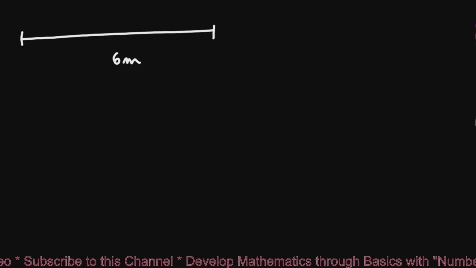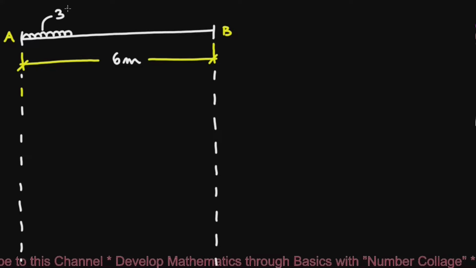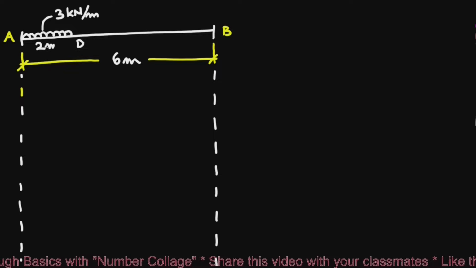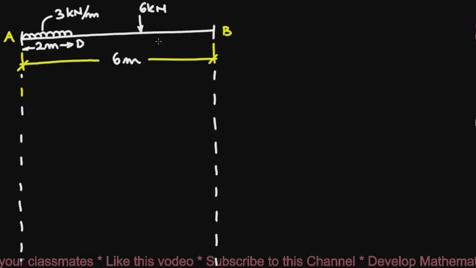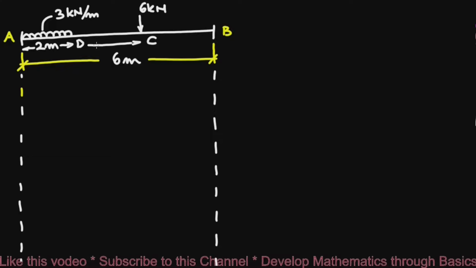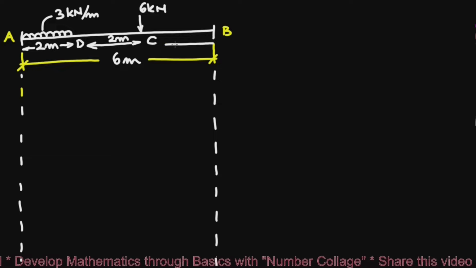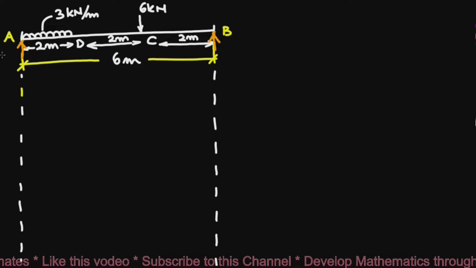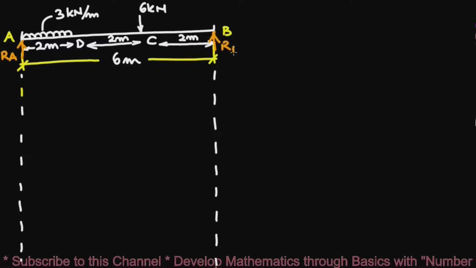Next, a simply supported beam is of span 6 meter. Let's name it A and B. There is a UDL of 3 kilonewton per meter over AD, whose span is 2 meter from point A. There is a point load of 6 kilonewton at point C, which is at a distance of 2 meter from point D, and the remaining distance CB will be 2 meter. Let us find the reactions at the simple supports A and B. Reaction at point A is RA and that at point B is RB.